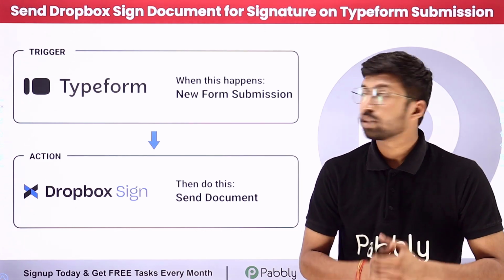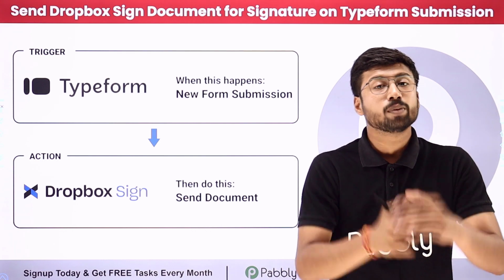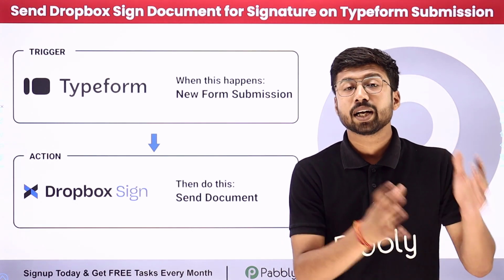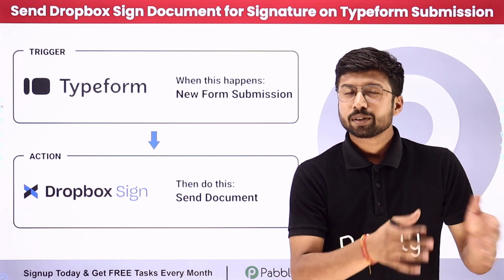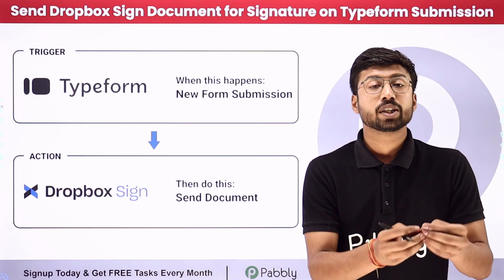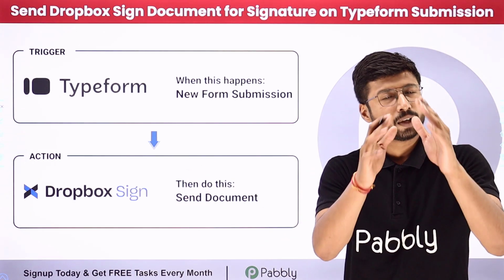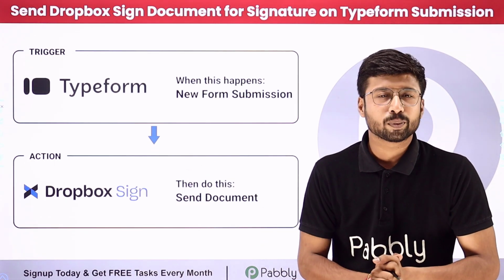So in this video, we are going to learn how to send Dropbox Sign document for signature on Typeform submission. Let's say you have created an online form using Typeform. Now you want that whenever you receive a new form submission, you send a document for signature to the same person who made the form submission using Dropbox Sign. So let me tell you, you can completely automate this process.